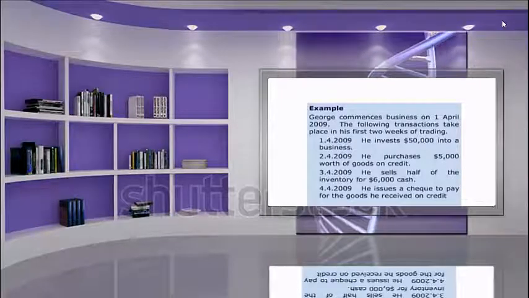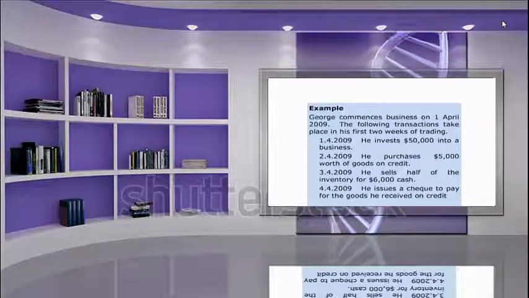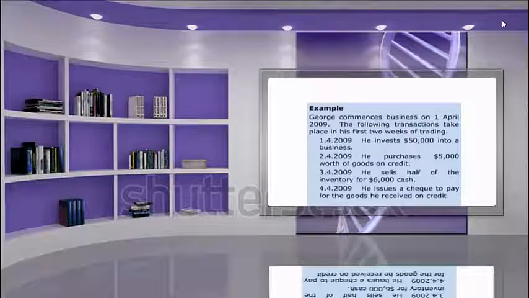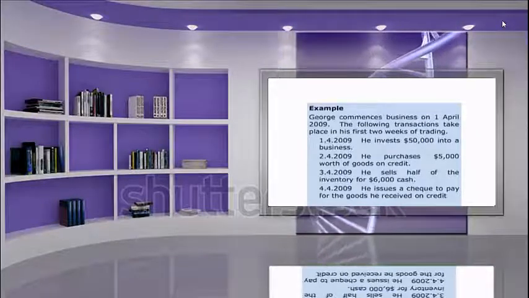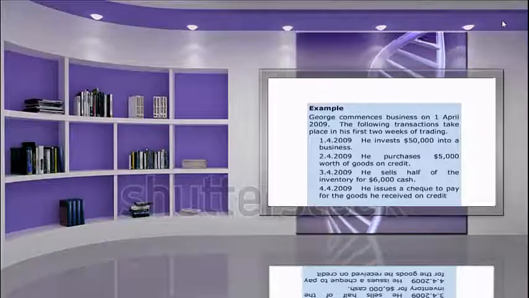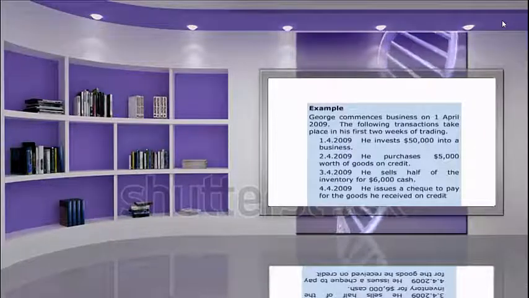On the 7th of April 2009, he purchases goods on credit for $7,000. So again, he's made a purchase on credit, so George is promising to pay that supplier at a later date for some more goods, so some more inventory.